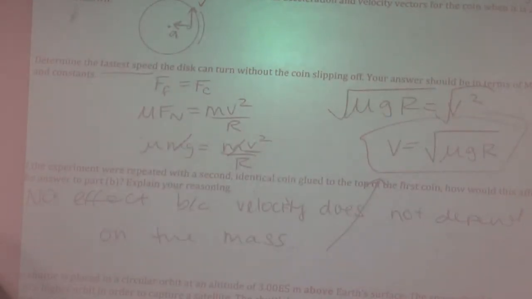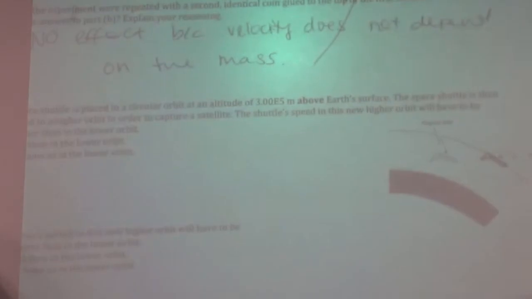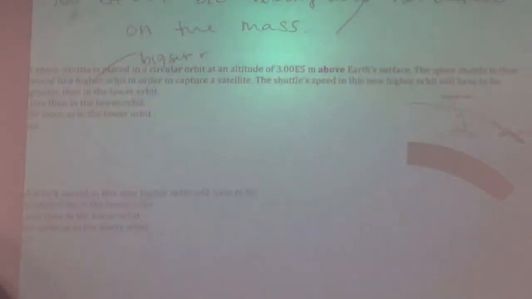Now, number 2, we've got a space shuttle that is moving in a circular orbit at some altitude above the Earth's surface. The space shuttle is then rising to a higher orbit, so think of a higher orbit as a bigger radius. And the speed in this newer orbit, well, let's think about how speed relates to the velocity.